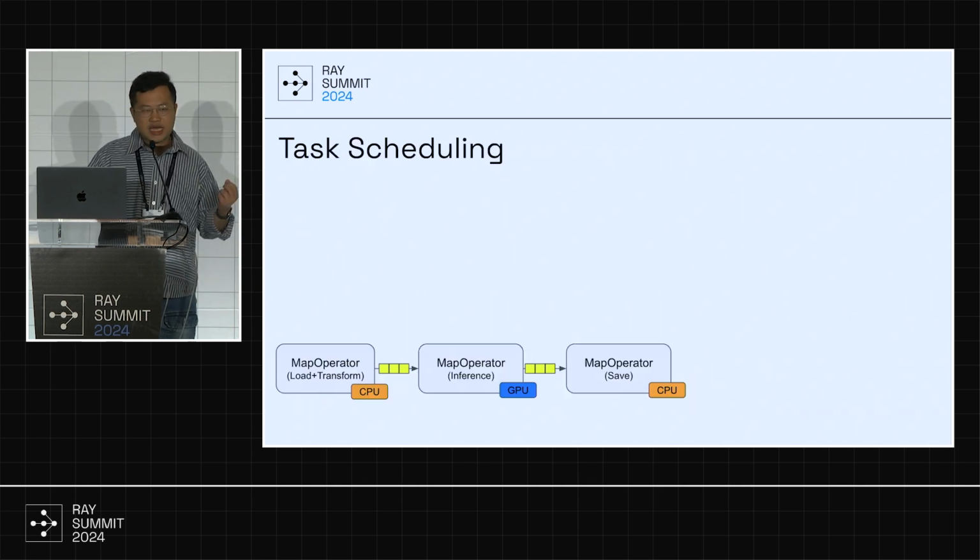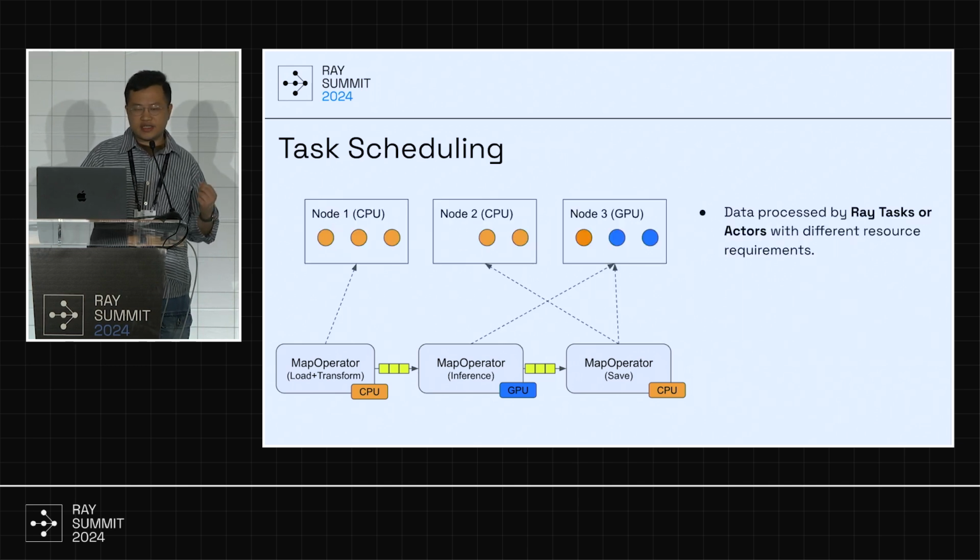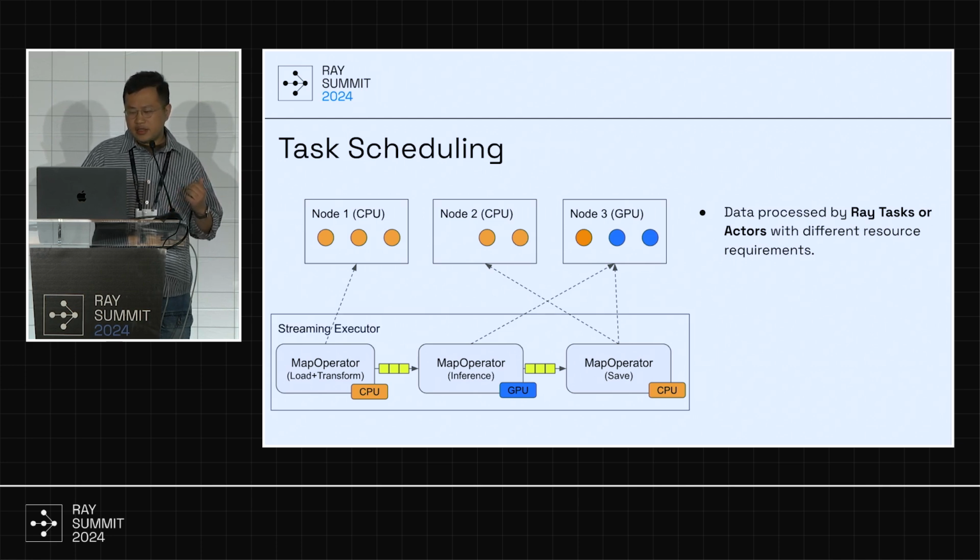And to perform the actual data processing, Ray Data uses Ray tasks and actors. Users can specify different resource requirements for these actors and tasks, and Ray will schedule them to the node with the corresponding hardware in the cluster. And at the core of Ray Data, there's a central decision-making component called the streaming executor.